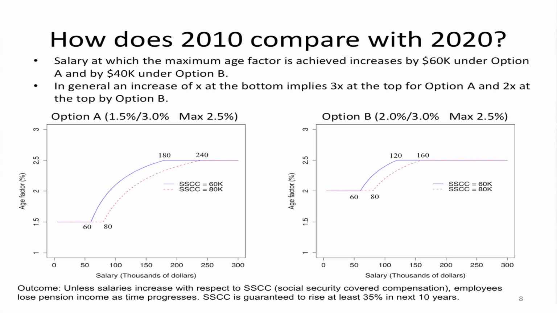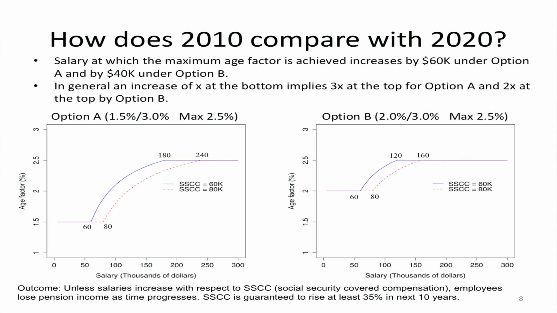So, this is to repeat the same message. Basically it says this blue curve here, which is for 2010, actually shifts to the right as time moves. So, it shifts from 60 to 80. So, the number of people in this curve actually reduces. So, suppose for example, if your salary is 80,000, right now you have slightly higher than 2.0 age factor, but by 2020 your age factor will be reduced to 2.